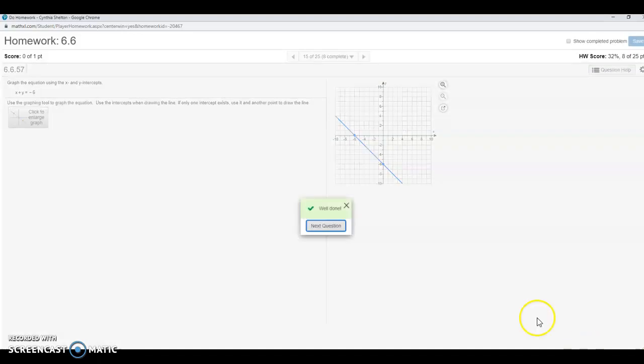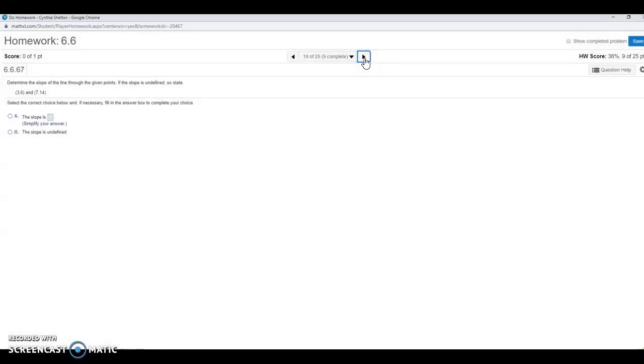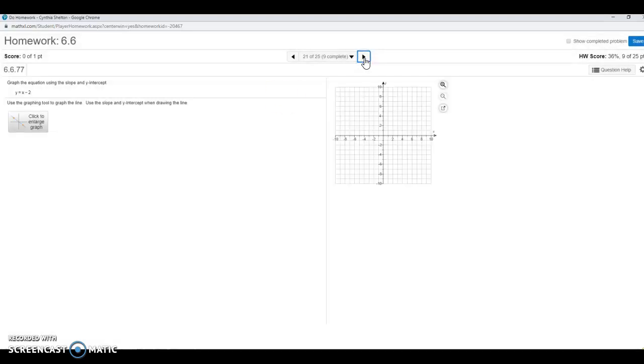So graphing by the intercepts is the two 0 values, 0 for x, 0 for y. Then you have a few of those. I should have asked more of the others. There's still x and y intercepts. All right, then there's one just using the slope formula. Then we get back to graphing again. Graph using the slope y-intercept, which is what I've been actually doing.